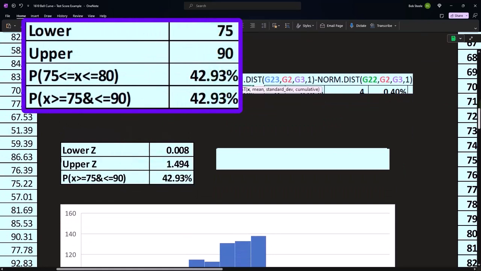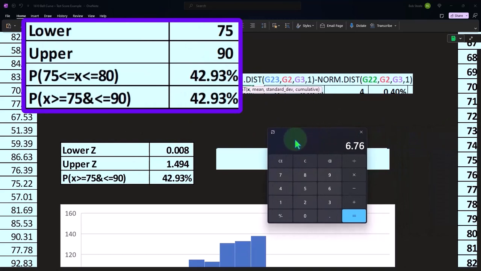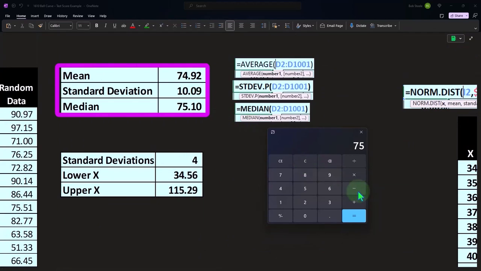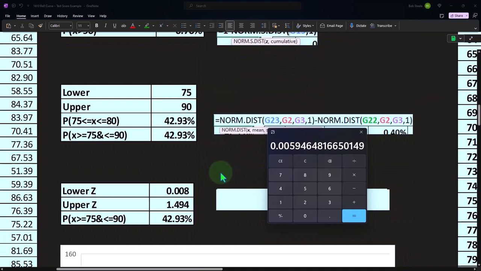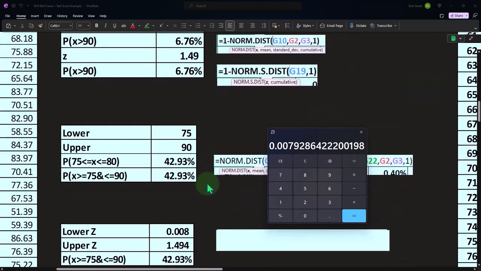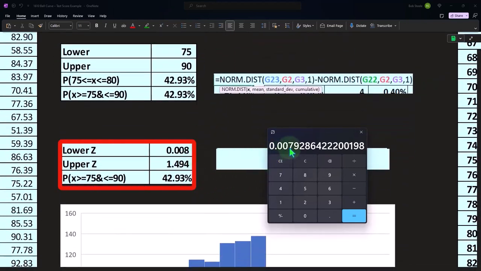So, if I was to calculate the 75 Z score, I can say, okay, what are we doing with the Z scores? The Z score, if I'm talking the 75 minus the 74.92, that's the distance from the middle point, divided by the standard deviation, 10.09. It didn't work. It's 75. I think I said 70. 75 minus 74.92 divided by 10.09 gives us around 0.008 if I move the decimal two places over.